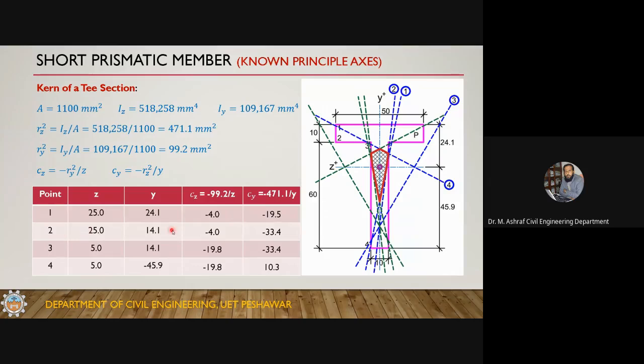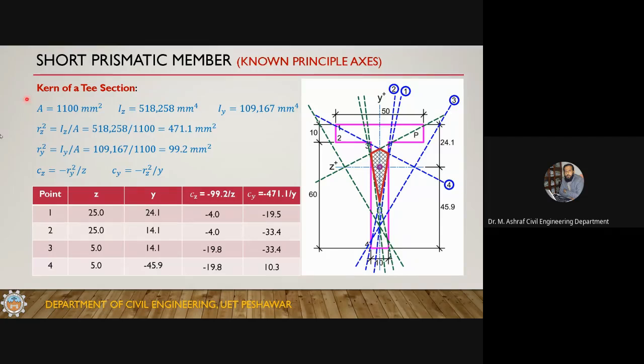Similarly, for point number 2, point number 3, and point number 4, I got the intercepts. So I'll plot these intercepts. Just look at point number 1. Its first intercept, the z-intercept, is minus 4, somewhere here, and the y-intercept is minus 19.5, somewhere here. Join these two and you will get line number 1.